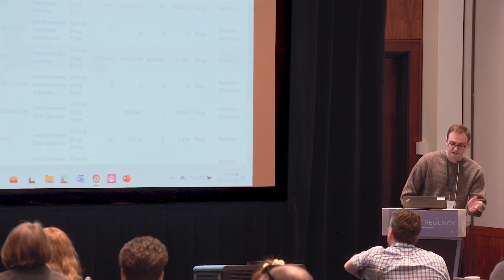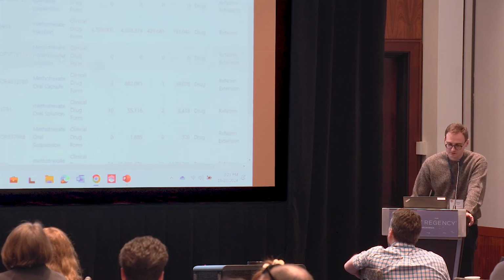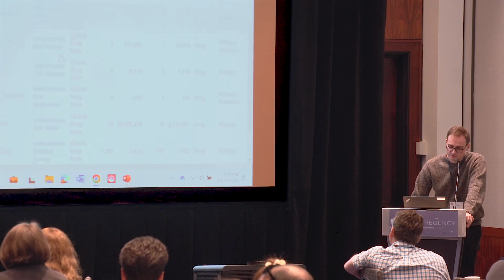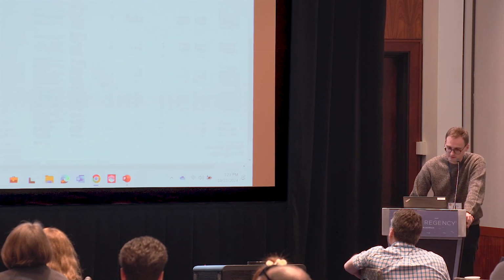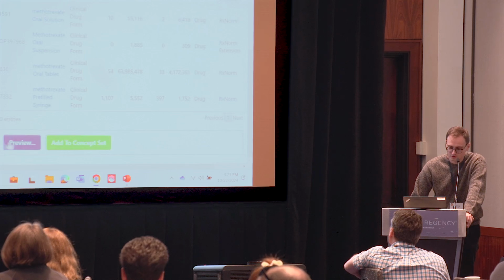You see that there are 10 forms. Some of them are injectable, injectable solution, injectable suspension, or just injection. But some of them are oral, and that's what we are looking for. So click on methotrexate oral capsule, oral solution, suspension, tablet. And this is it. I add them together with descendants to the concept set definition.